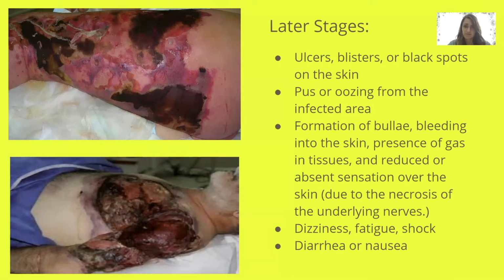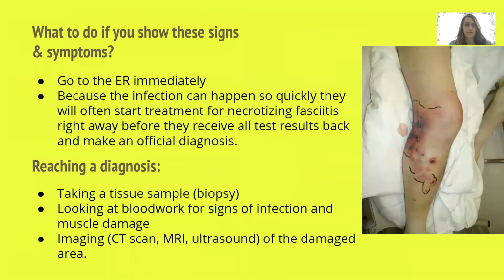of the nerves underneath. You also have dizziness, fatigue, shock, diarrhea, or nausea, and these symptoms can go from minor to extremely bad really quick, within like 24 hours. So it's incredibly important that you get treated as quickly as you can, which we'll talk about next.